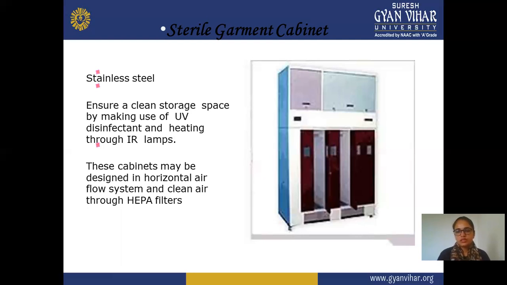And in this, sterilization mainly uses UV and IR, that is ultraviolet or IR radiation, for sterilization. And in this there is a horizontal cabinet, and this cabinet helps to flow the air in a proper way, maintaining the flow system. And in this there is also a HEPA filter, and this HEPA filter passes clean air and helps to sterilize or remove particles or any unwanted foreign material. So a HEPA filter is also attached in this sterile garment cabinet.